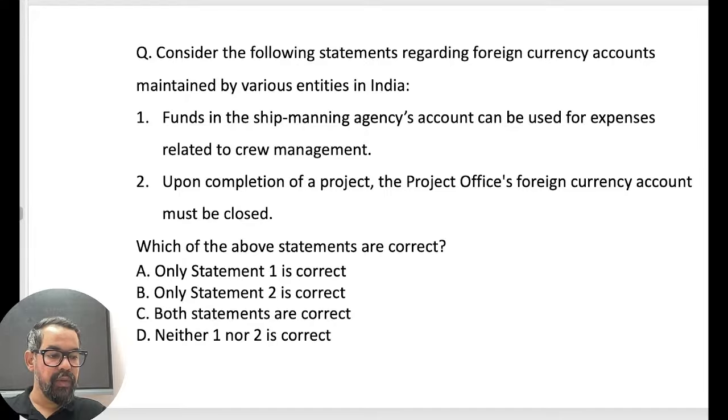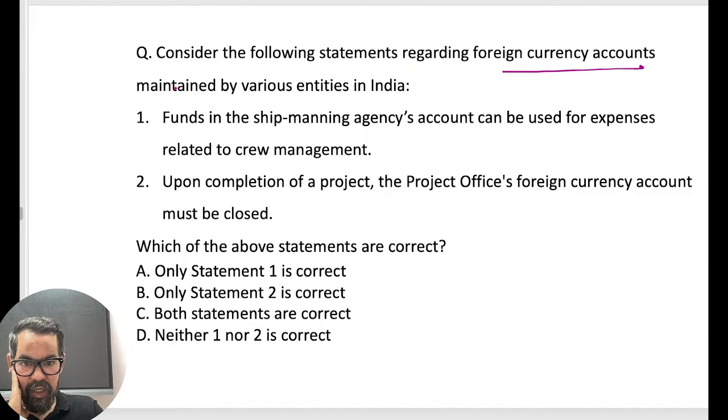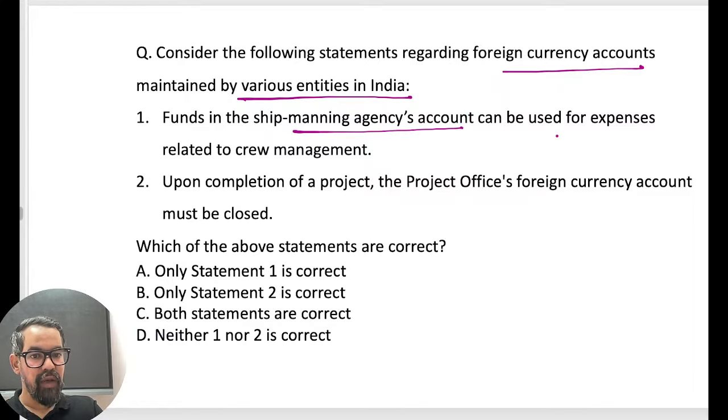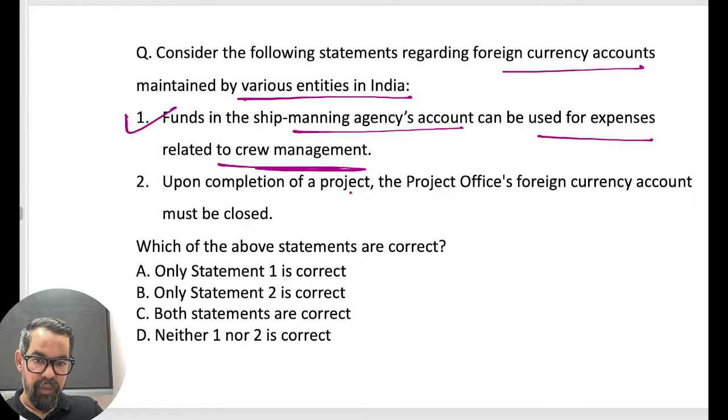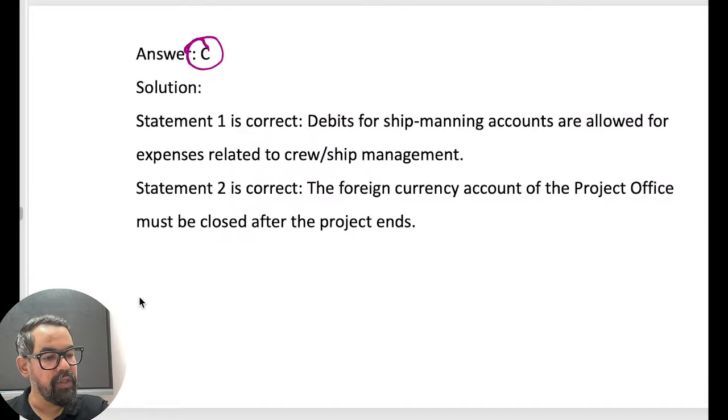Next one, guys. Consider the following statement regarding foreign currency accounts maintained by various entities in India. So what will be your correct answer? Funds in ship mining agency accounts can be used for expenses related to crew management. Upon completion of the project, the project office foreign currency account must be closed. Yes, both are correct. C will be the right answer for this particular question.